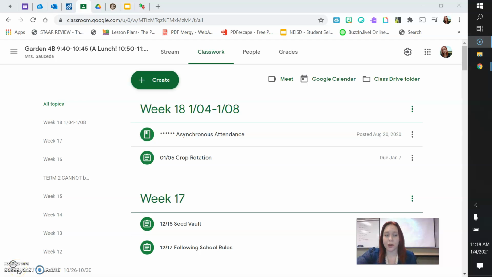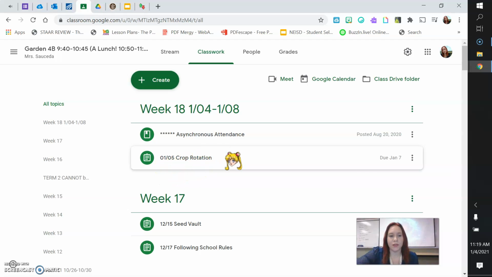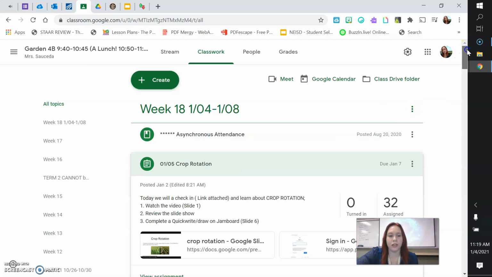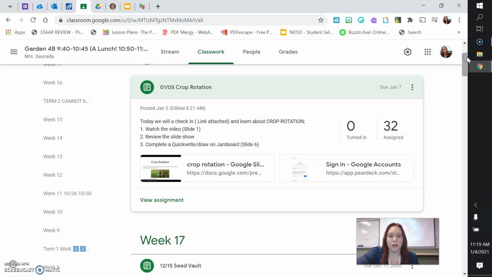I'm here to show you how to complete the 105 crop rotation assignment. So we're going to click on the 105 crop rotation. It says today we will complete a check-in, the link's attached, and learn about crop rotation.